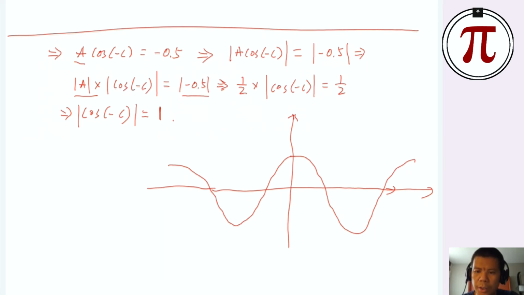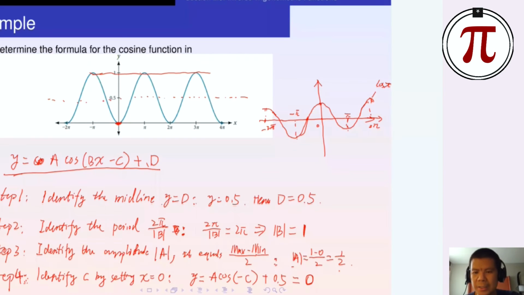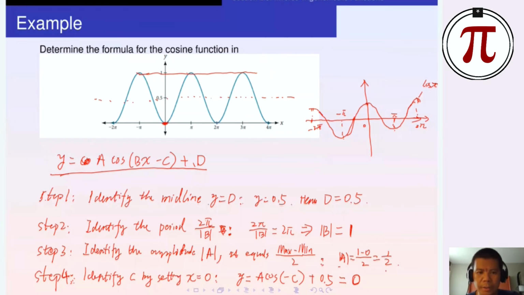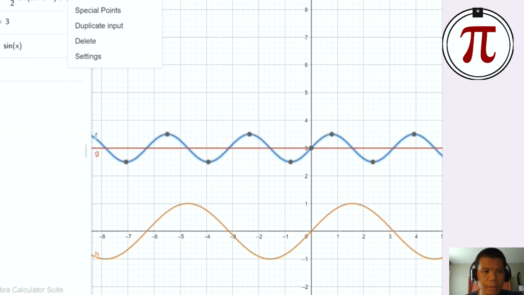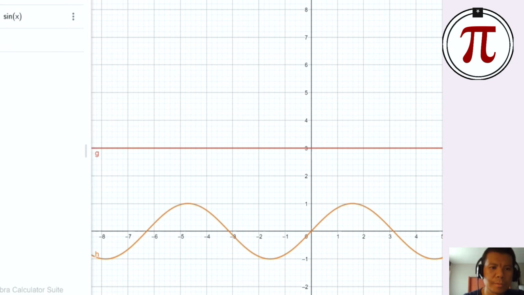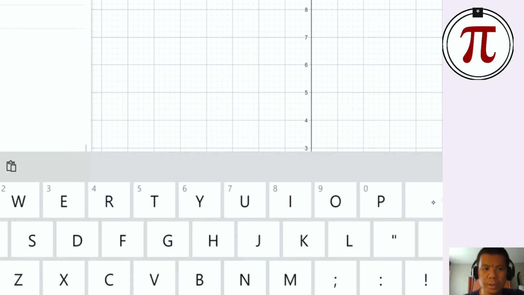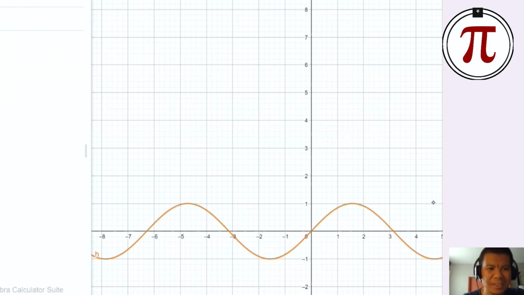That is cosine of x. And the vertical shift, we already found that. Oh gosh, how can we do that? And 1/2. Change this. You see, this is not showing anything.